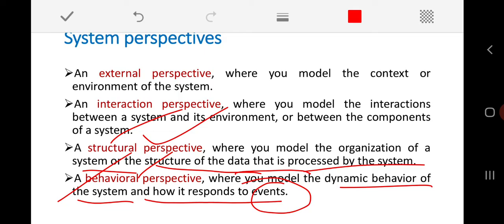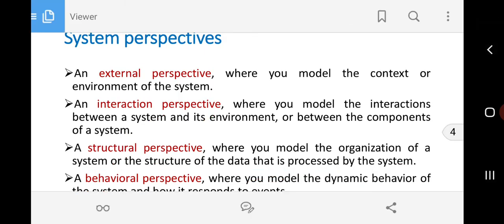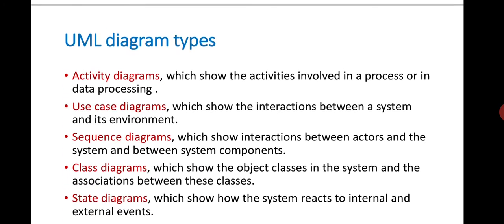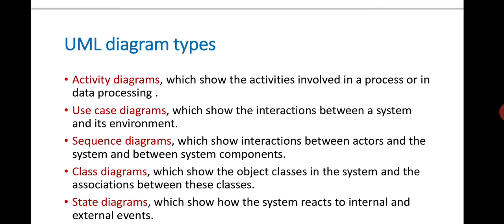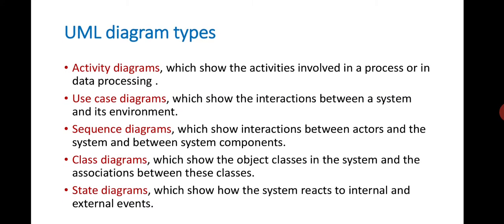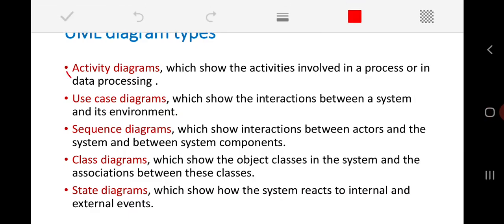These are the different perspectives that can be exhibited by building the different types of system models. Now if you think of the UML, that is Unified Modeling Language, it is a very popular concept which provides a facility to represent the system models in terms of a variety of diagrams. Here we are going to discuss some specific diagrams. The very first diagram is the activity diagram. The name itself indicates that it shows the activities involved in a process or in data processing. What activities are involved can be shown here.